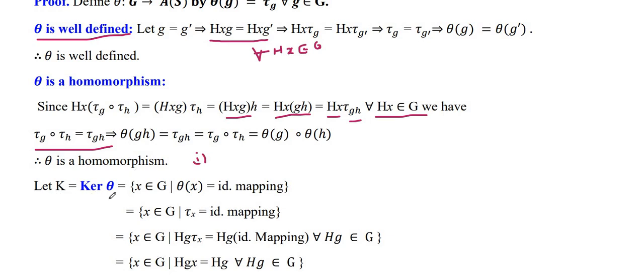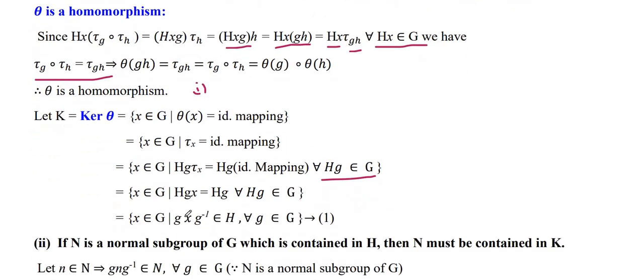Now let K be the kernel of theta. We shall denote the kernel of theta by capital K. It is all those x in G for which theta of x is the identity mapping. And theta of x is defined as tau x. So it is all those x in G for which Hg tau x is Hg for every Hg in G. The way in which tau x is defined, we get this for every Hg in G.